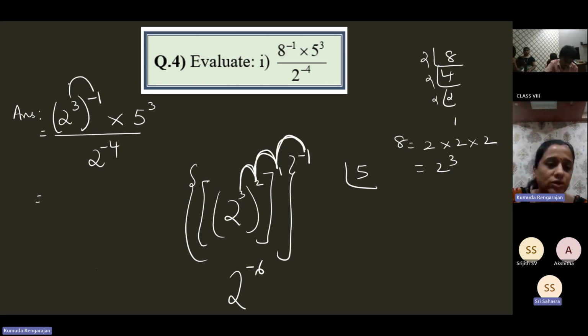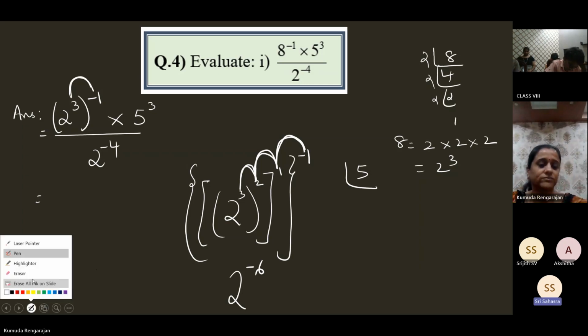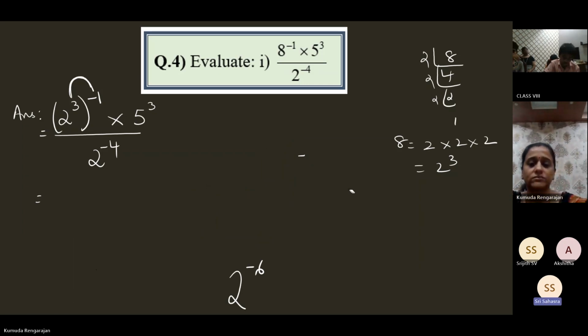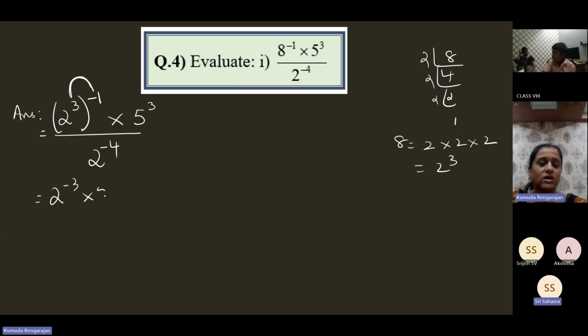So what would you do with 3 and minus 1? It'll be minus 3. You'll have to multiply the powers. It will be 2 to the power minus 3 into, write the others as it is. What will be the next step? 2 to the power minus 3, 2 to the power minus 4. Division, right? Yes, ma'am. So we should subtract the powers.